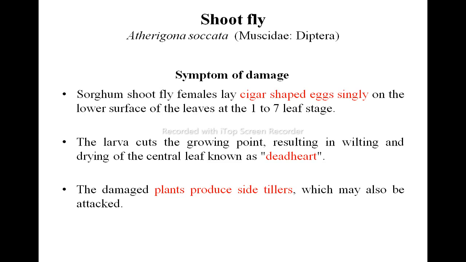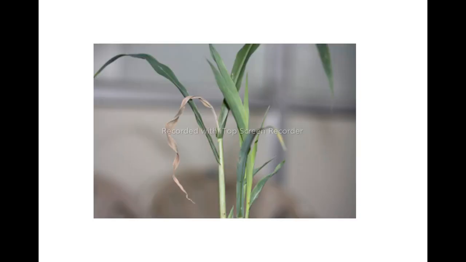Okay, when the eggs hatch, the maggots come out and start entering inside the main stem of the sorghum, and inside the stem they make tunnels and feed, and they cut the terminal portion of the sorghum also. Because of that, the central shoot shows wilting, and that stage is called dead heart. And next, sorghum that is affected by the sorghum soot fly always produces more side tillers. This is the picture. Here you can see the dead heart in the central shoot.